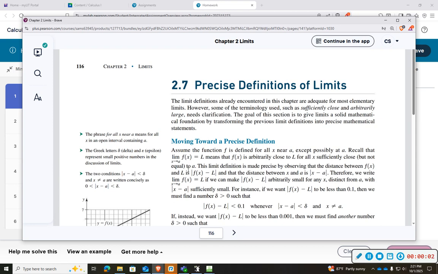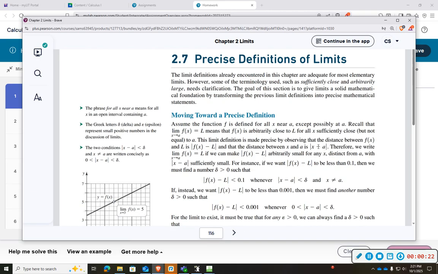All right, today we're going to look at 2.7, the precise definition of limits. It describes that in previous sections we've used words such as "sufficiently close" and "arbitrarily large," and they need clarification. So in this section we're going to be moving to a more precise definition. As you read, it explains that when we get close to the value of the limit, and when we say close, we're actually looking at the distance between two different y values.